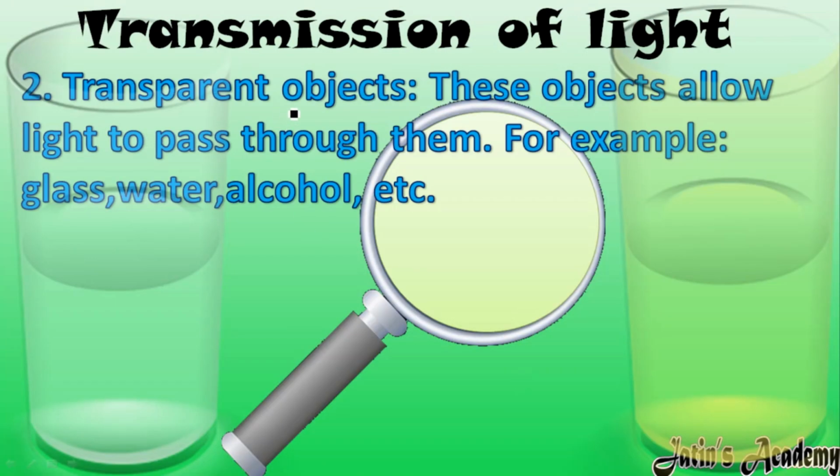The second type we have is transparent objects. So what do we mean by transparent objects? The objects which allow the light to pass through them. For example, I have a glass here. Whenever I strike light rays on a glass, the glass will allow full light to pass through it. So glass is regarded as a transparent object. Examples of transparent objects are glass, water, alcohol, etc. These are all transparent objects which allow the light to pass through them.